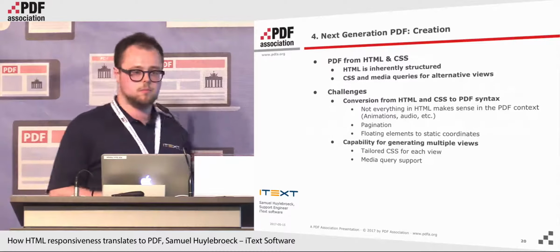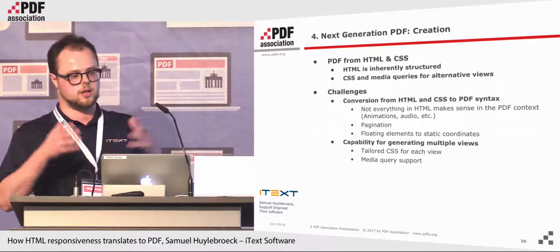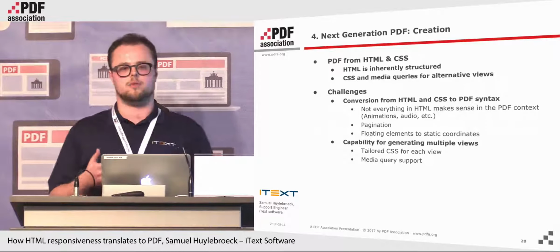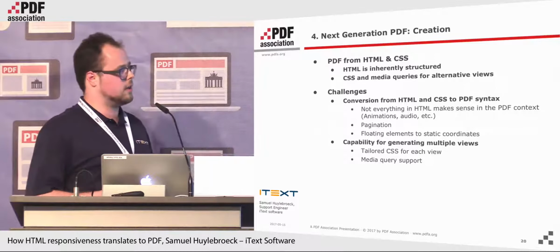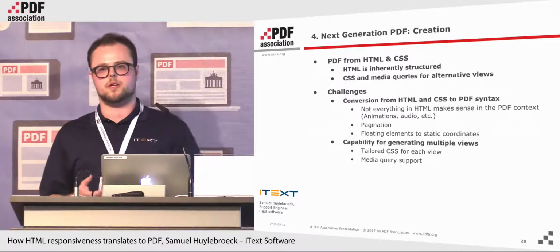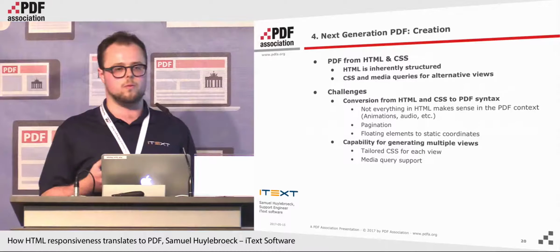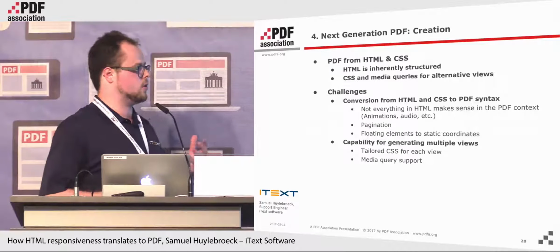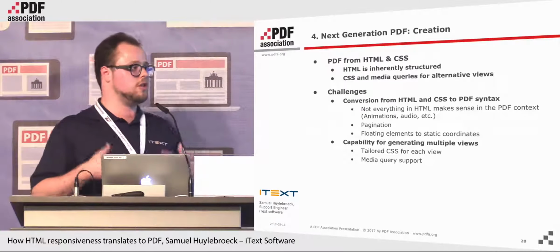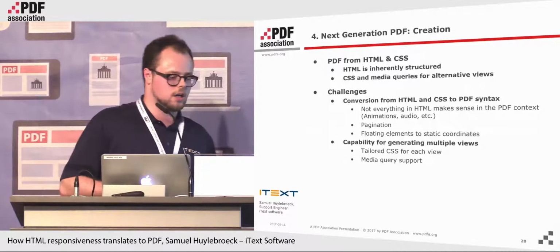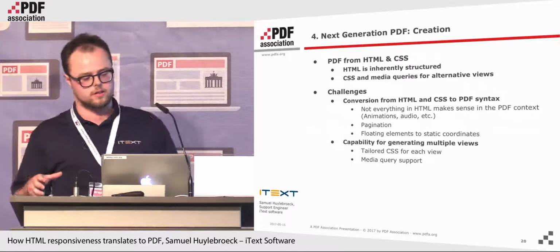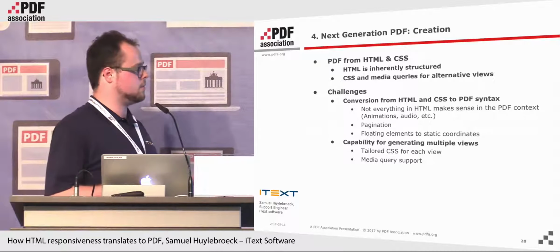Another big challenge is pagination. HTML is a collection of floating block elements. It doesn't have inherently the concept of a page. PDF, in contrast, is very much a paged media. And then the question is, where in your HTML do you draw the page lines? Where do you make the cut for content? These are all challenges a next generation HTML to PDF converter faces. Of course, floating elements, mapping them to static coordinates in the PDF space, that's another one of the very big challenges.